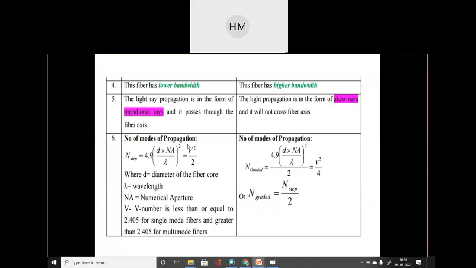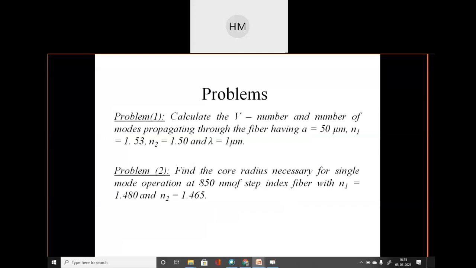Number of modes of propagation equation you can mention. Step index में V square by 2, number of modes M, here V square by 4. N graded is equal to N step by 2. Clear? Half the number of modes propagate in graded index fiber as compared to step index fiber. So this is the difference.